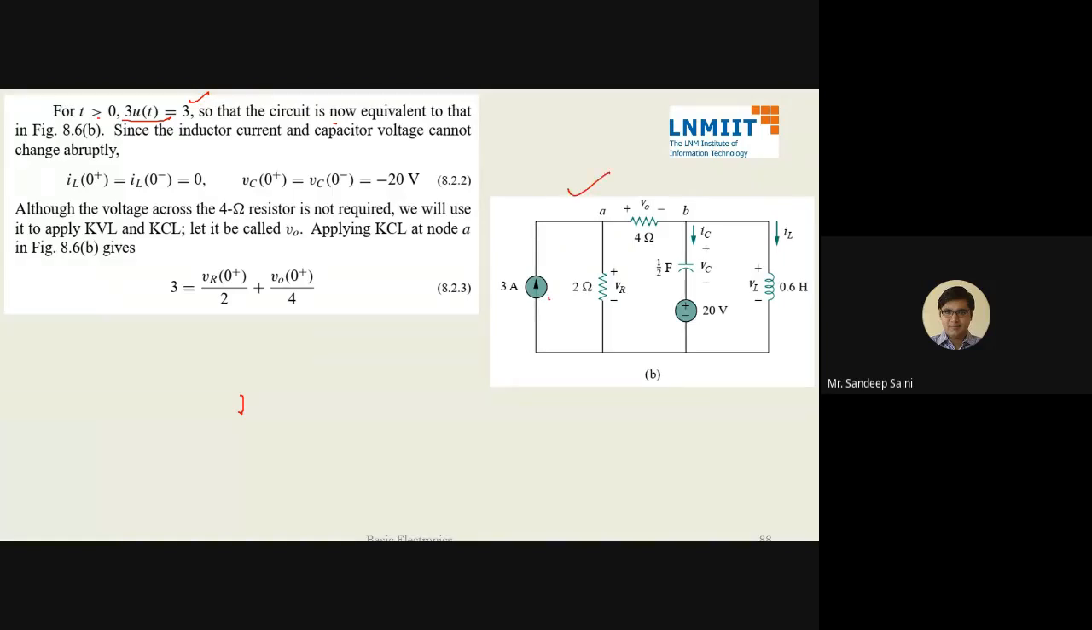There is 3, and we are not opening the capacitor, we are not shorting the inductor also. Now only two things will be preserved. One is IL, one is VC. Okay. Now look at the voltage across 4 ohm. We can use it later, so we are just calculating it. Okay.